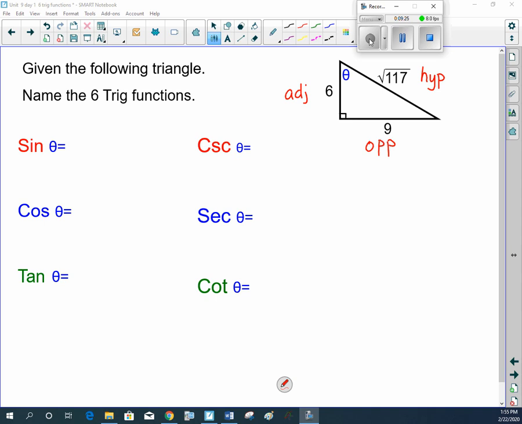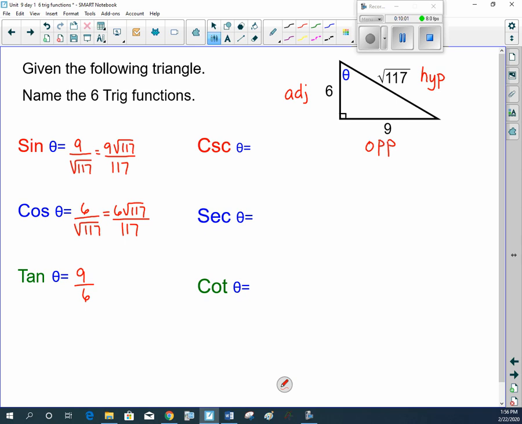So sine theta, remember, is opposite over hypotenuse. So this is 9 over the square root of 117. Okay, so I'm going to go ahead and rationalize that. So that's going to turn out to be 9 square root of 117 over 117. And then cosine theta is the adjacent side, so that's 6 over the hypotenuse. So that's the square root of 117. Rationalize that, and we get 6 square root of 117 over 117. And then tangent theta is the opposite side 9 over the adjacent side 6.